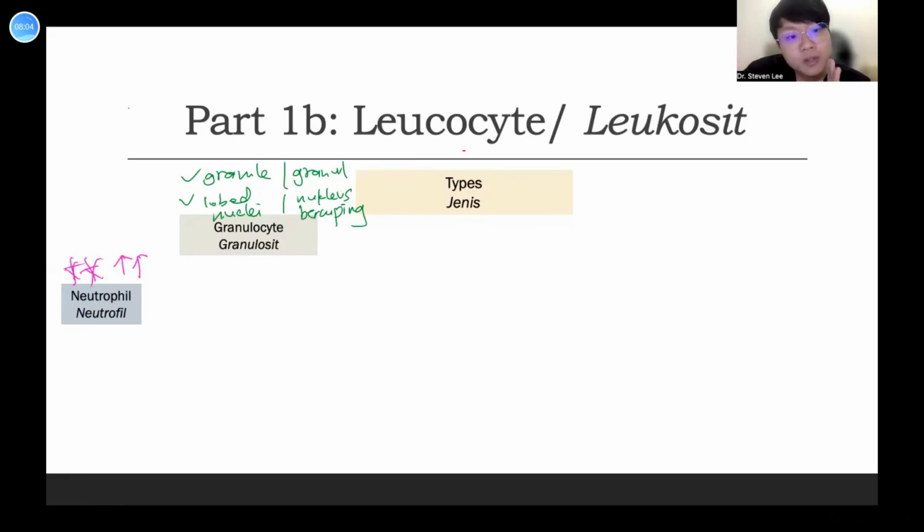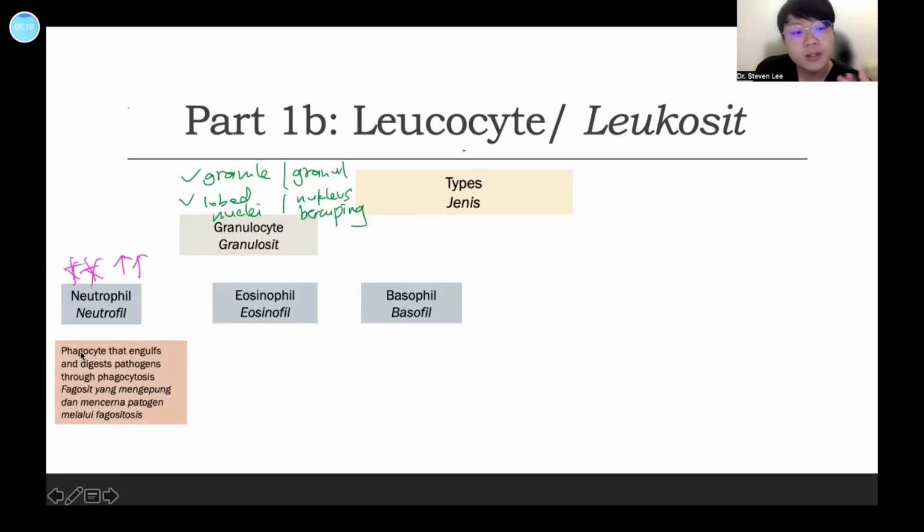It's like a Pac-Man. So to make things very simple, sebab kita akan belajar benda ini in the next chapter, which is chapter 11. So I'm not going to go in details right now, but just generally tell you the main function. Dia adalah phagocyte. Okay, that engulfs and digests pathogens through phagocytosis. So you need to learn how to write the keyword. Okay, phagocyte is the type of white blood cell that perform phagocytosis.